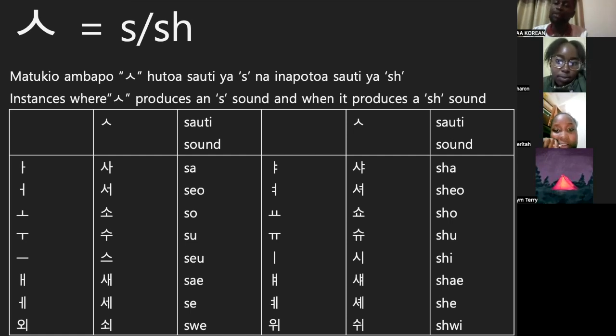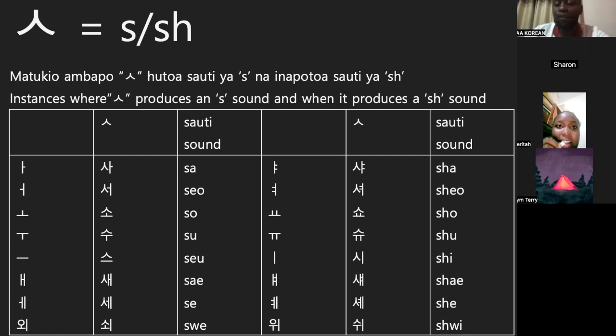Like, for example, you have names like mine. I don't know if you guys know my middle name. My middle name is Musyoka. In Korean, I technically cannot write Musyoka without having that sh sound. So it would be Mushoka. It cannot be Musyoka.